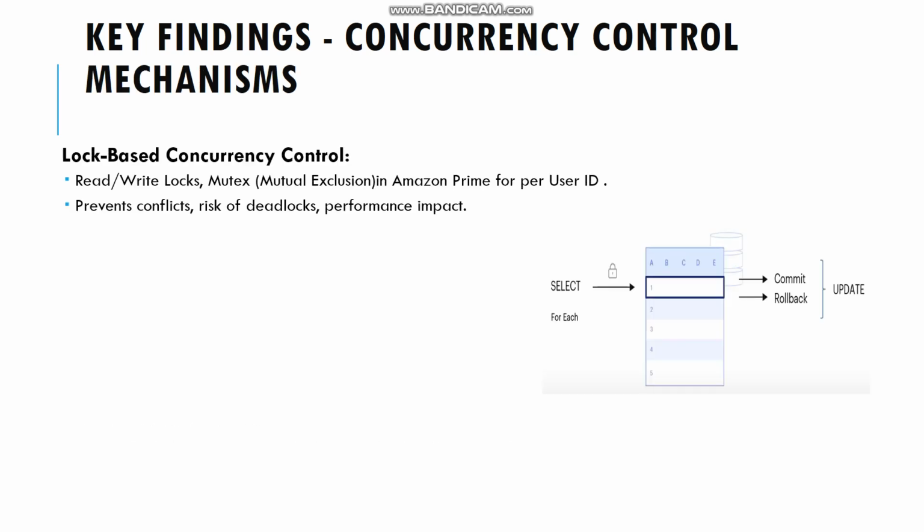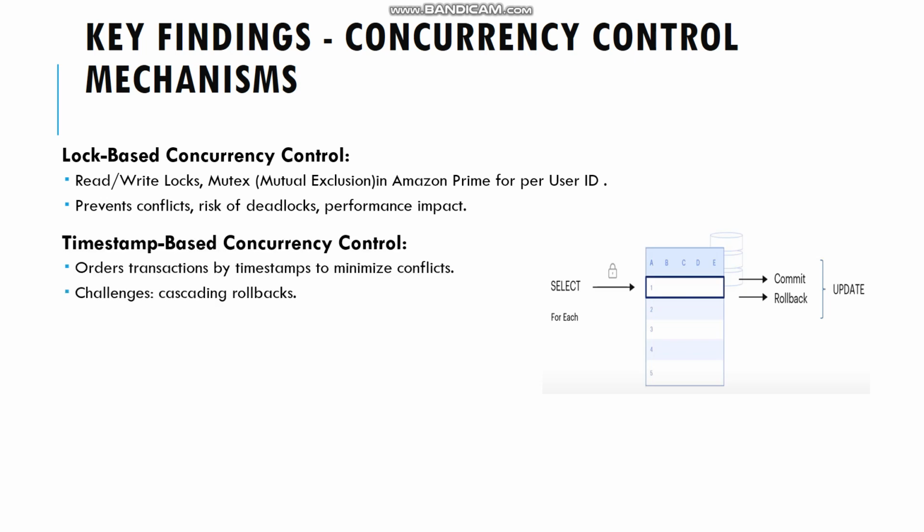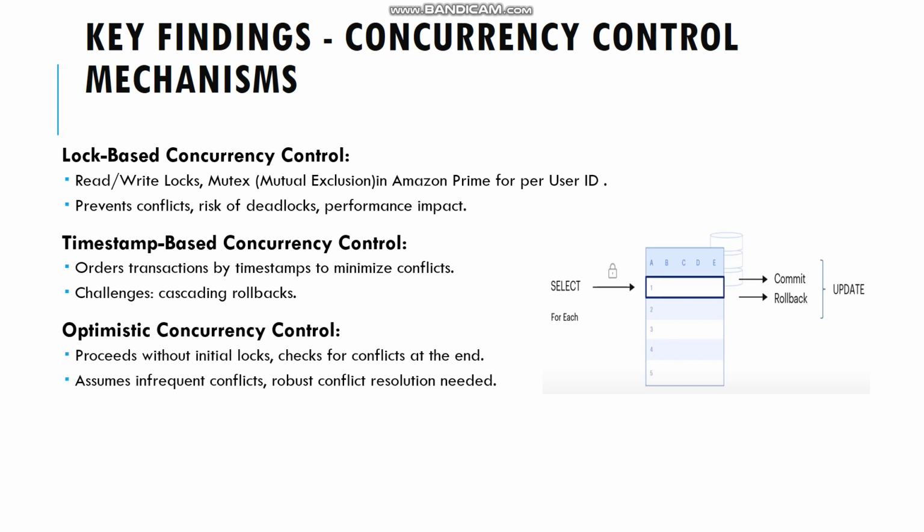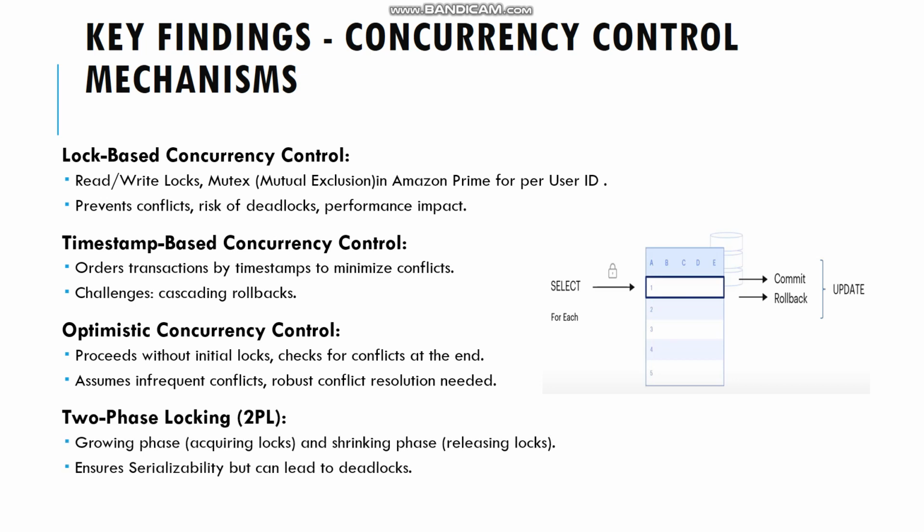So various concurrency control mechanisms exist to handle concurrent transactions effectively. Lock-based control uses locks to prevent conflicts, but can lead to deadlocks and performance bottlenecks. Timestamp-based control orders transactions to minimize conflict, while optimistic control checks for conflict at the end, assuming that they are rare. Two-phase locking, where transactions acquire and release locks in two phases, is also widely used. Each mechanism has its strengths and trade-offs in balancing data consistency and performance.